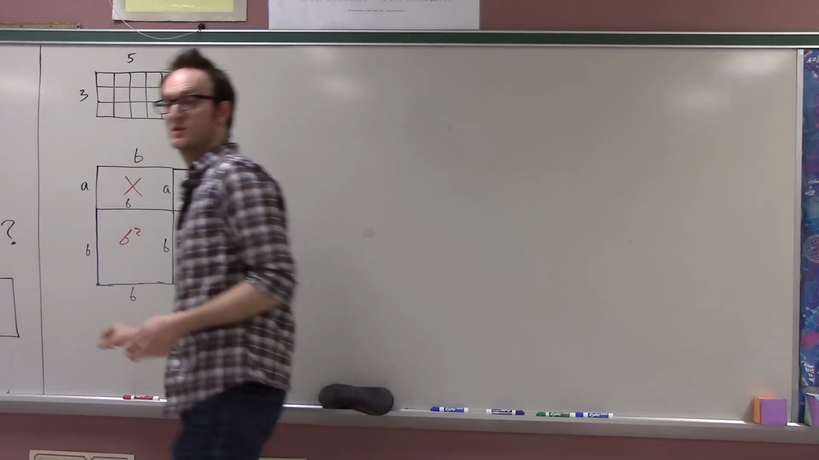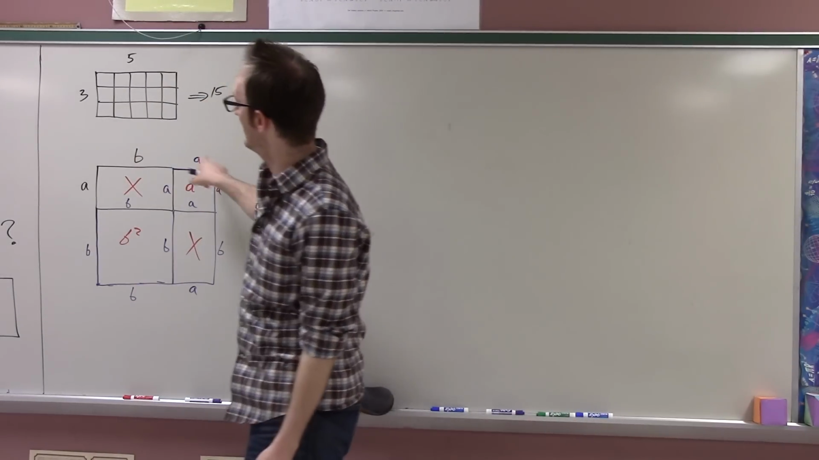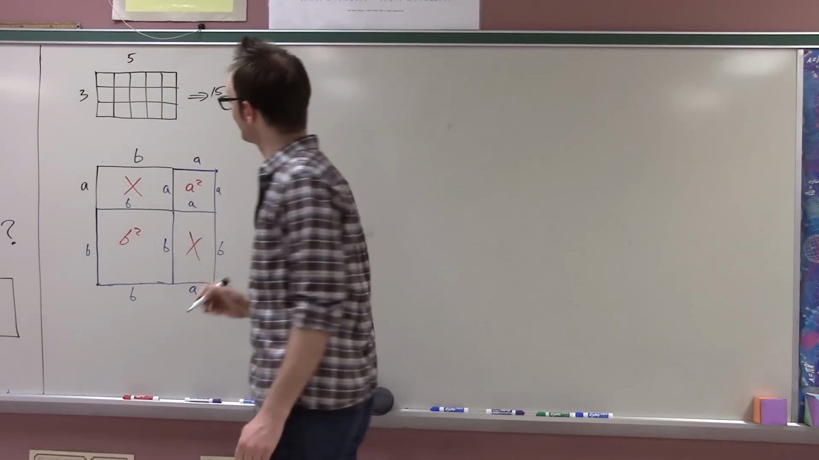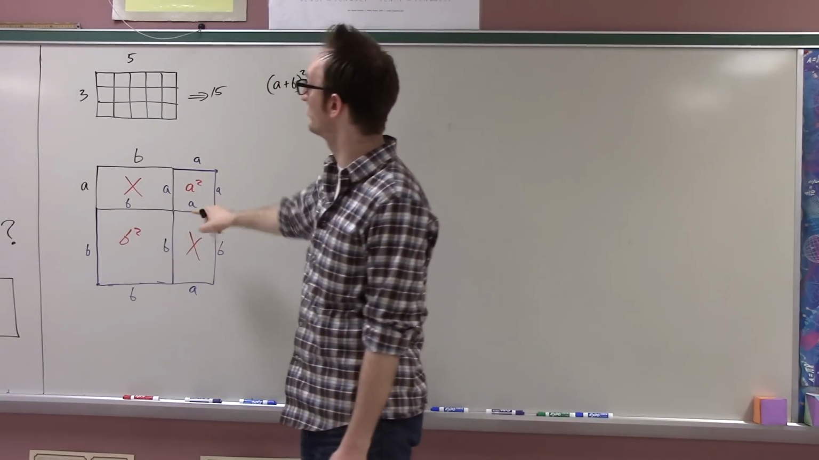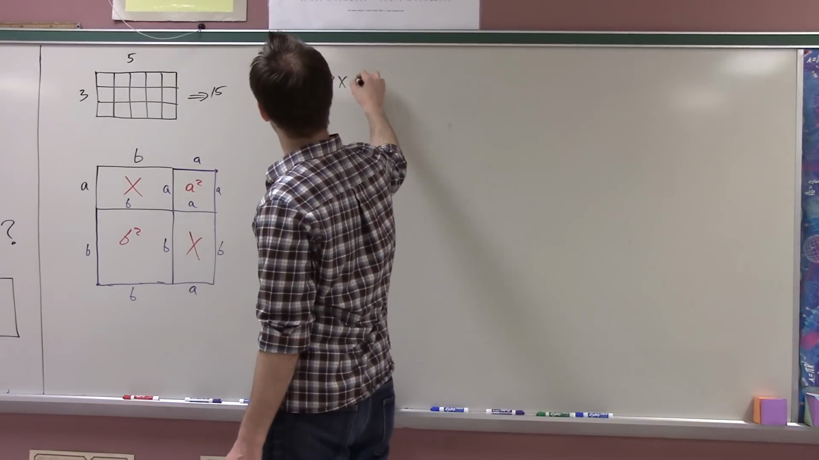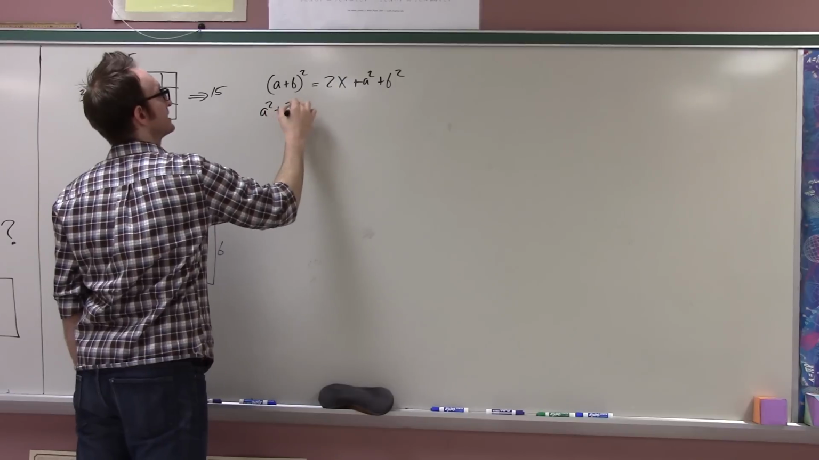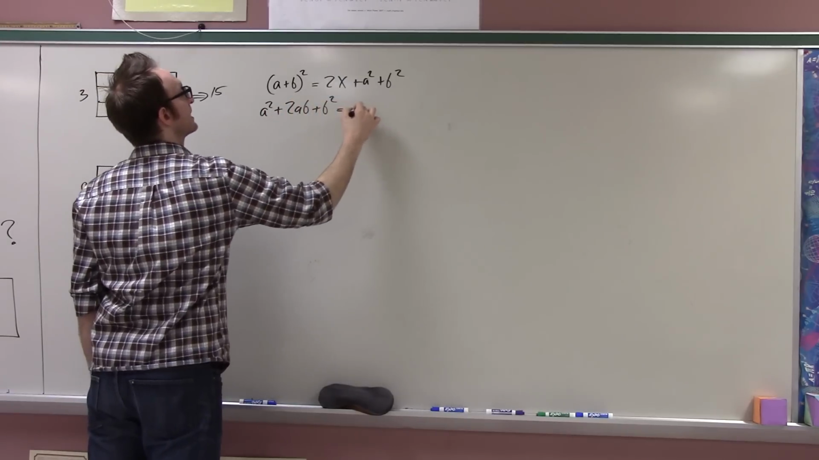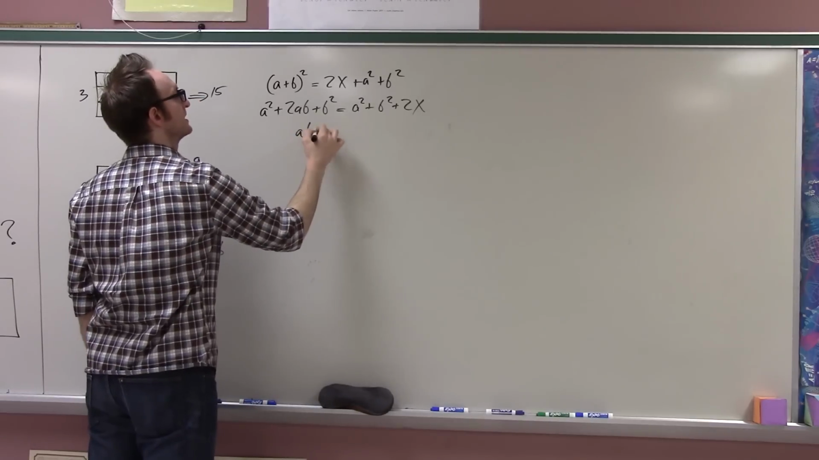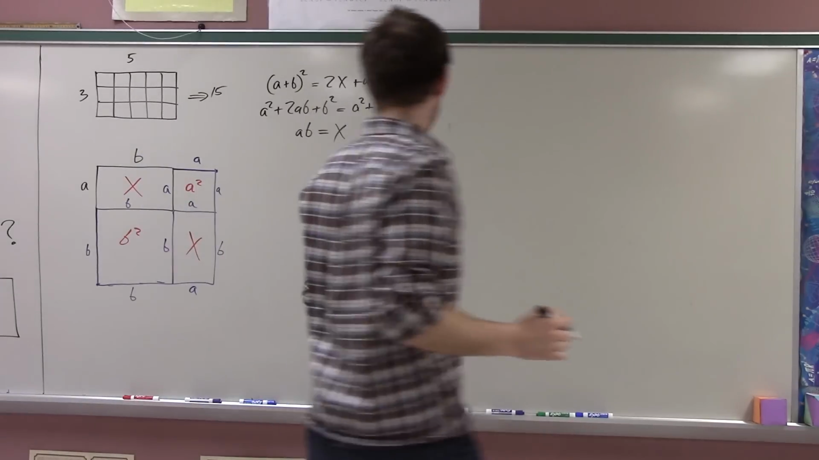And now we resort to algebra in some crucial sense. The area of the entire square, by the square theorem, must be (a plus b) squared. And by the partition principle, the area of the square is also 2x plus a squared plus b squared. And since a squared plus 2ab plus b squared is a squared plus b squared plus 2x, that just tells me that ab is x. And so maybe the area of a rectangle is actually like a theorem.